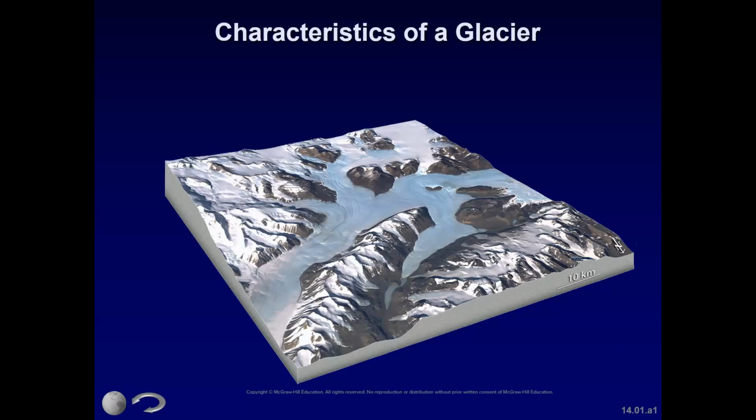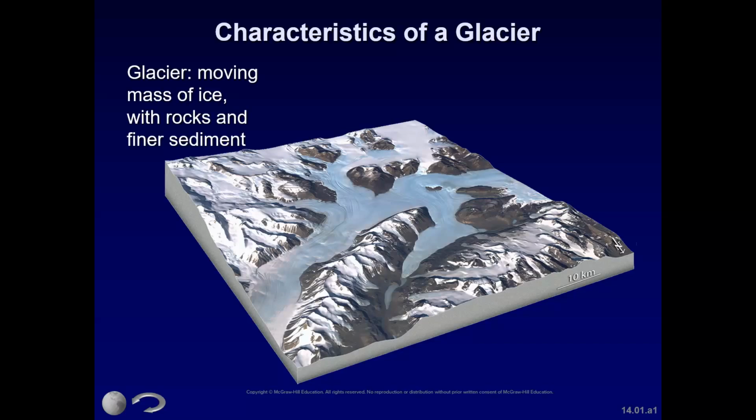Let's think more about the characteristics of a glacier. Okay, so a glacier is a moving mass of ice under gravity on land with rocks and finer sediment. You know, they're not clean. You shouldn't drink from a glacier, right? It's carrying all this sediment.